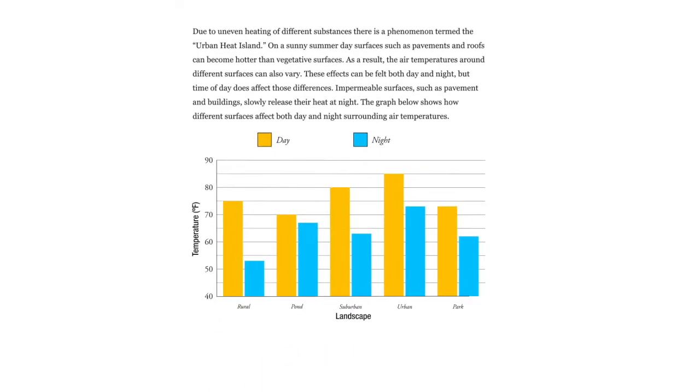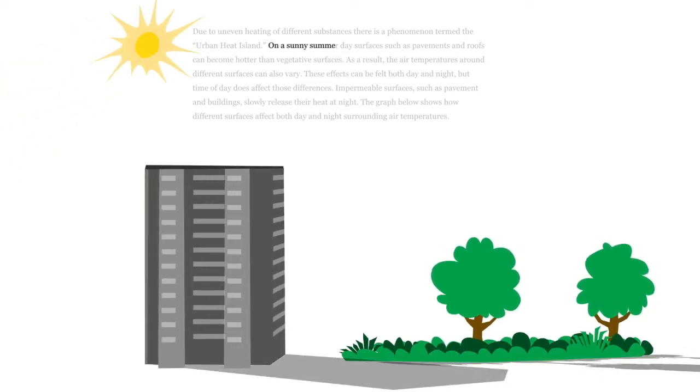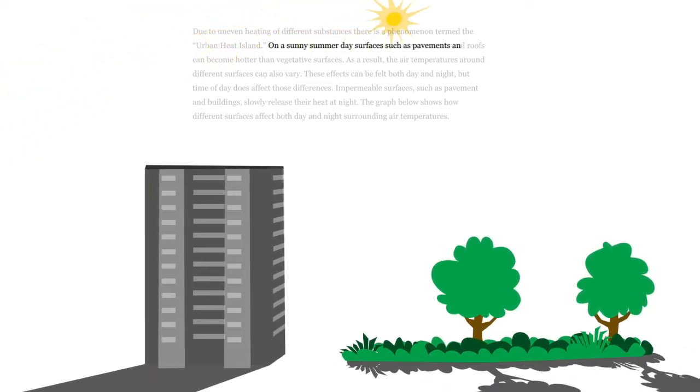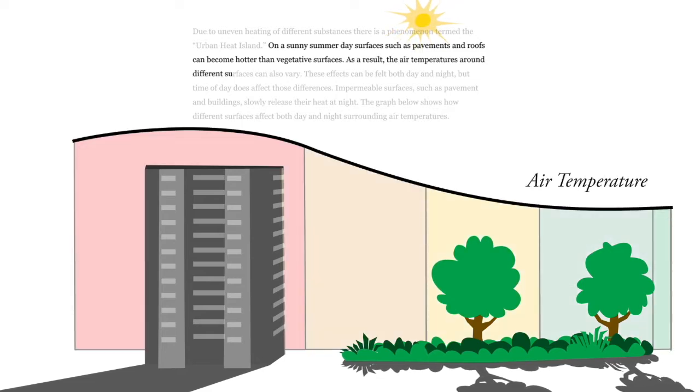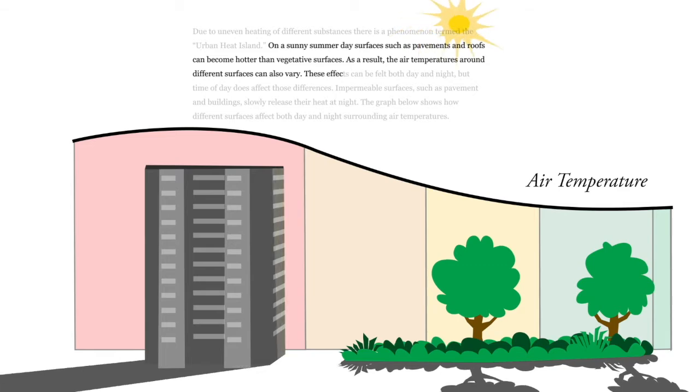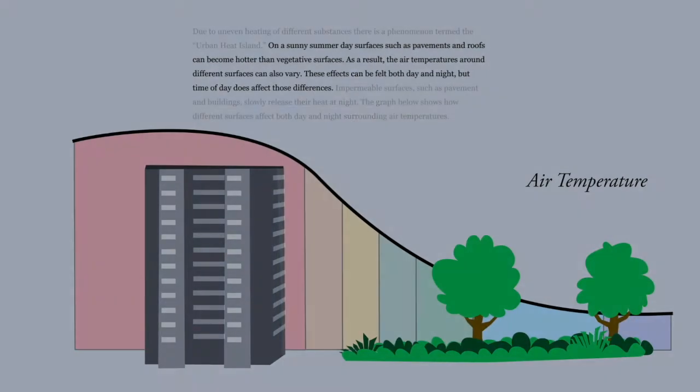So due to uneven heating of different substances, there's a phenomenon termed the urban heat island effect. And on a sunny summer day, surfaces such as pavements and roofs can become hotter than vegetative surfaces. As a result, the air temperature around different surfaces can also vary. These effects can be felt both day and night, but time of day does affect those differences.